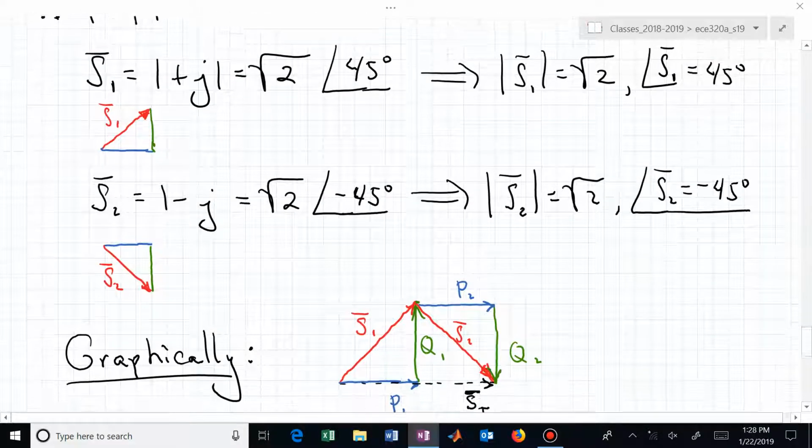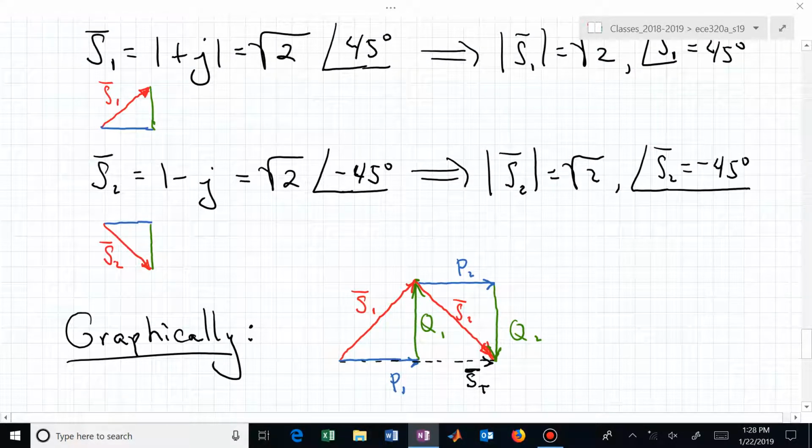If you wanted to draw the picture, or graphically, S1 now is going up at 45 degrees with a length of square root of 2. S2, if we now connect the tail of S sub 2 to the head of S sub 1, we can now find the total power. That's just going along the red S1 plus S2 vectors, and we now end up with a purely horizontal line, or a completely real power for the total power.